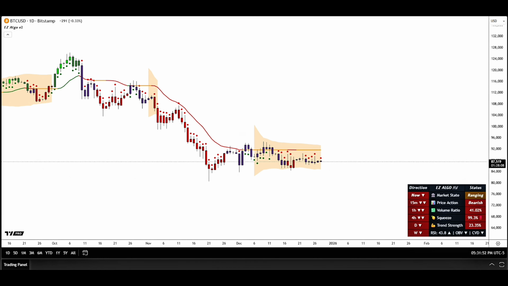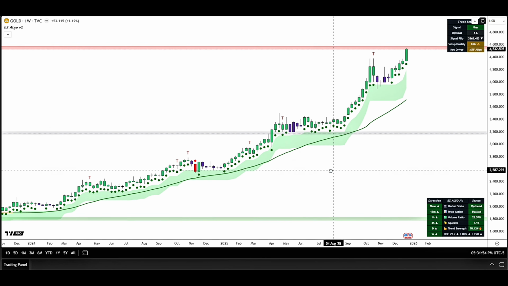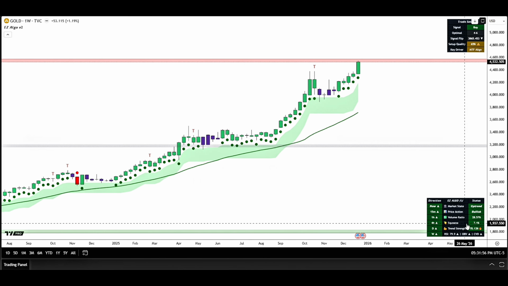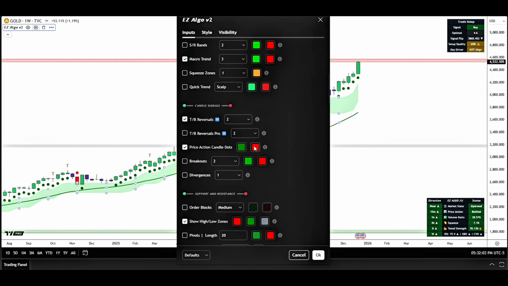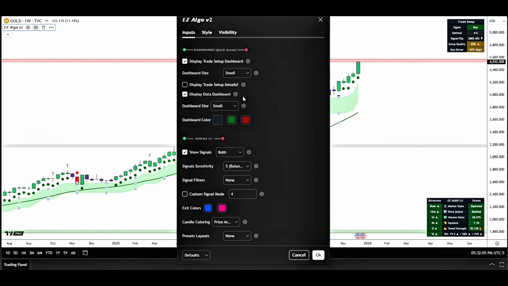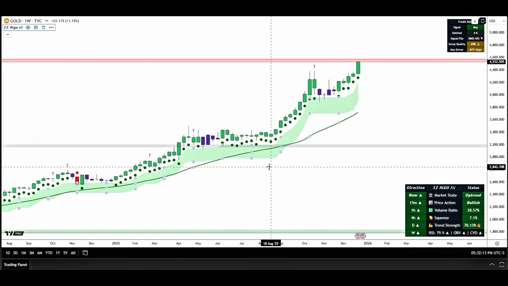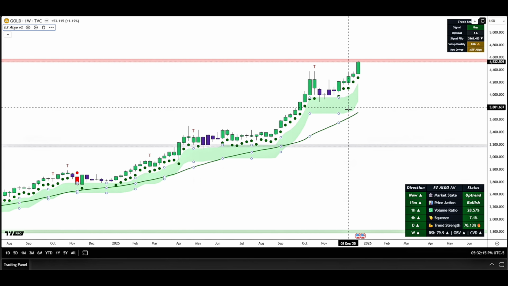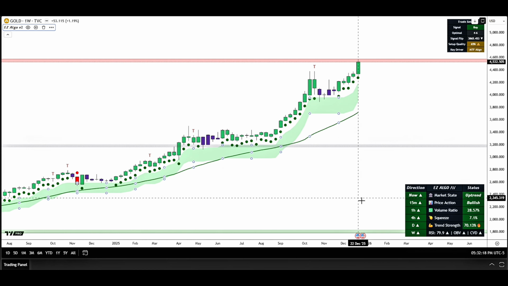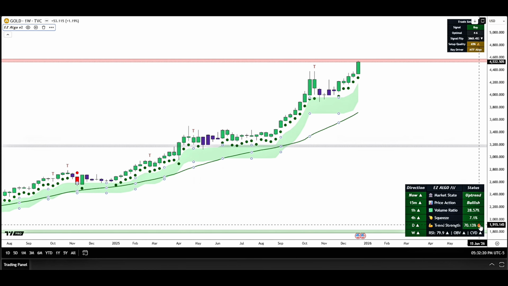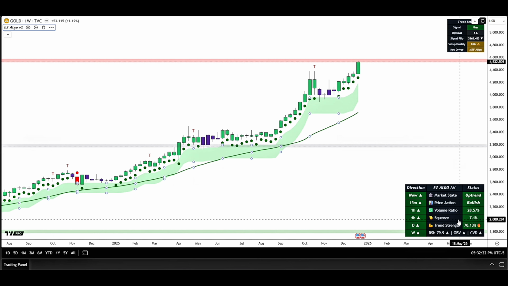But if we switch over to, let's say, gold, everything is pretty bullish on here too. So we can see, let's actually change the size for this data dashboard up. So of course, our data dashboard, let's go back to normal. So our trend strength for gold, as gold has just been ripping the last few months, is 70% strong, low chance of squeeze.